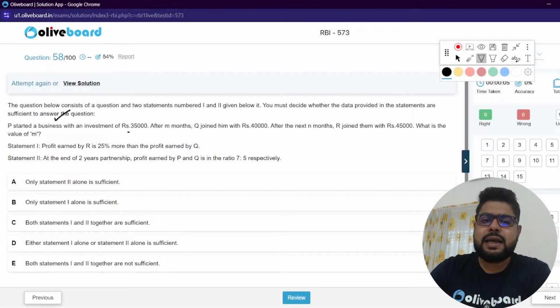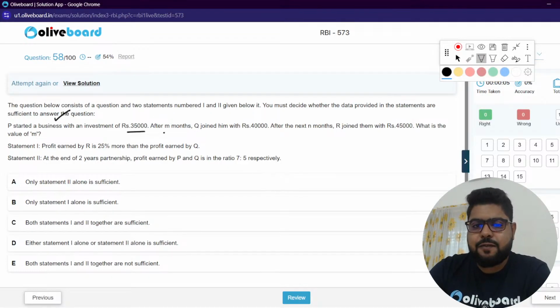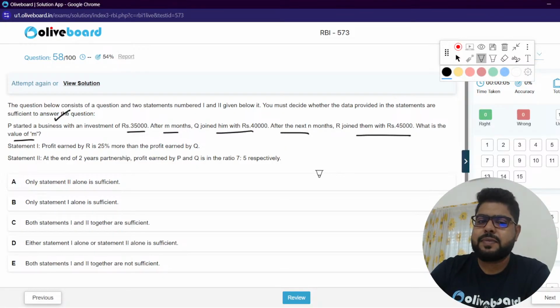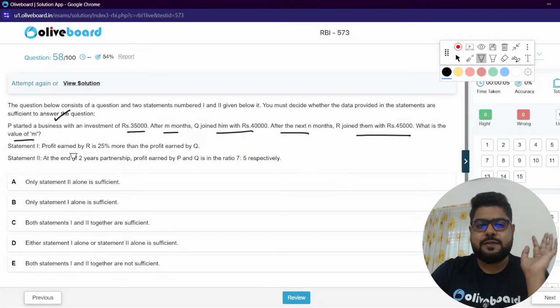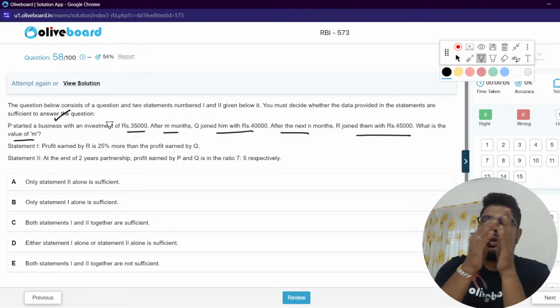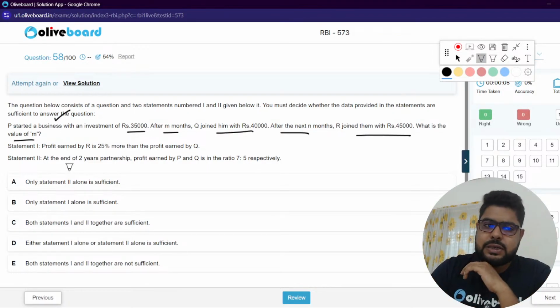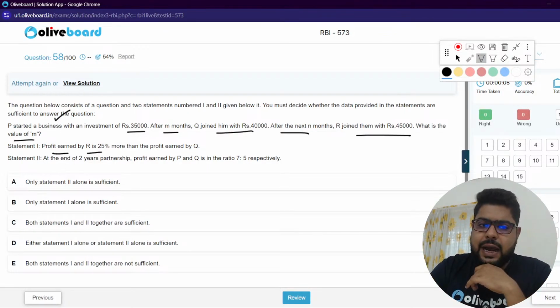P started a business with this. After M months, Q joined him. After N months, R joined him. What is the value of M? First things first, I don't know the duration of the business. Now, the profit earned by R is this much more than this.